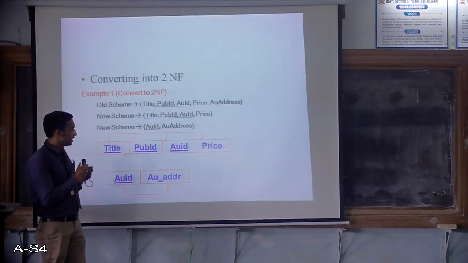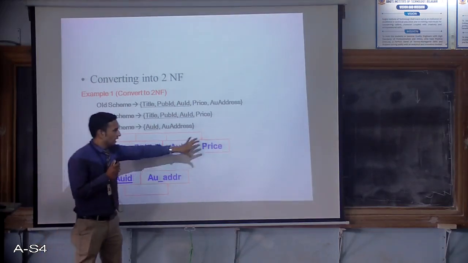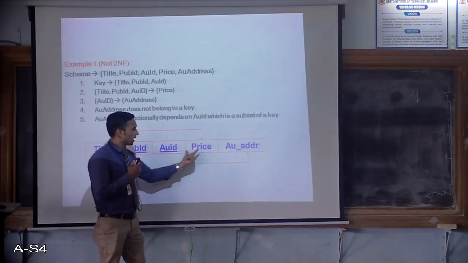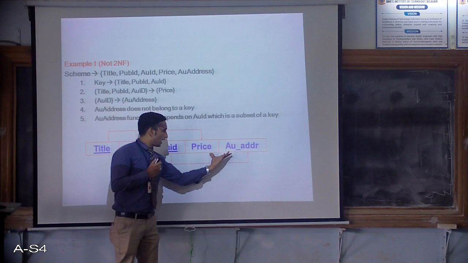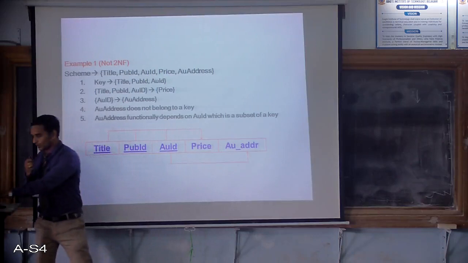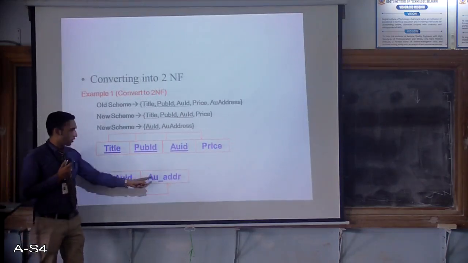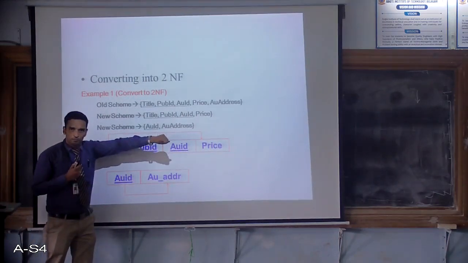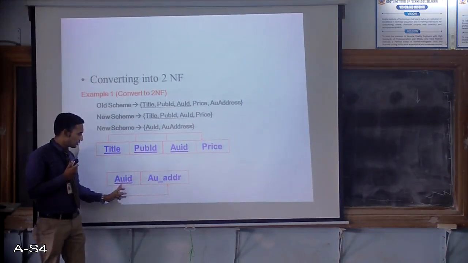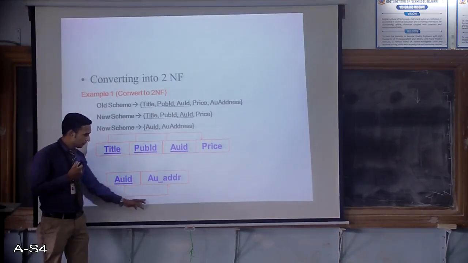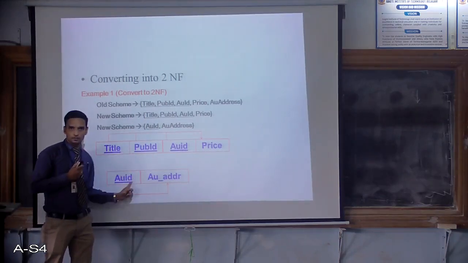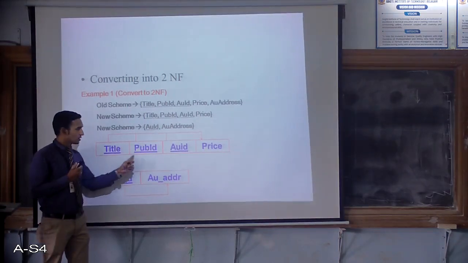What does the rule say? Whichever are the partial dependencies, take them out from the main table. I'll just show here. This was the partial dependency, author ID and author address. I took it out from the main table and placed it in a new table. Whichever was the partial attribute is made the primary key, and now this author ID is nothing but a foreign key here.